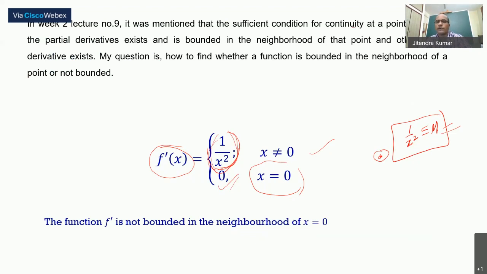So this is an unbounded function. And then there are many theorems, for instance, when we are talking about a closed and bounded domain in case of such functions, functions of one variable, indeed for functions of two variables as well. When we have a closed and bounded domain and our function is continuous, then we know that the function will be bounded.